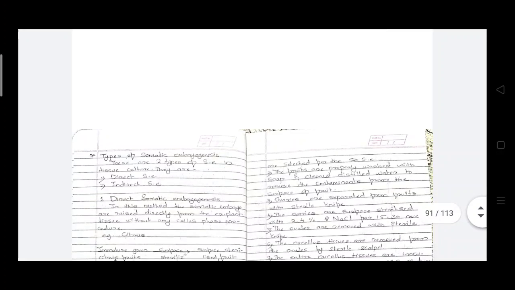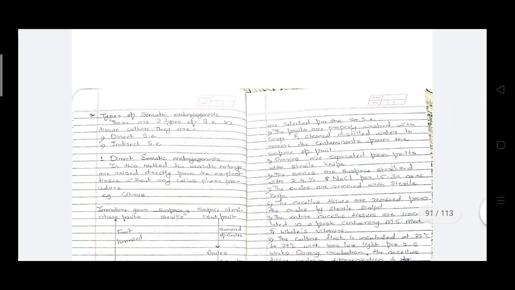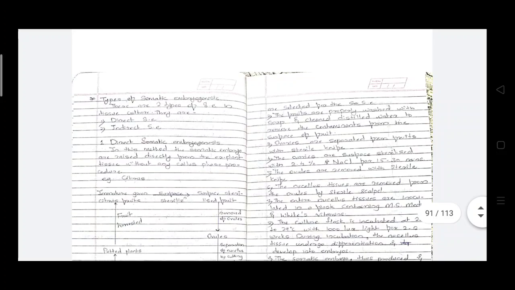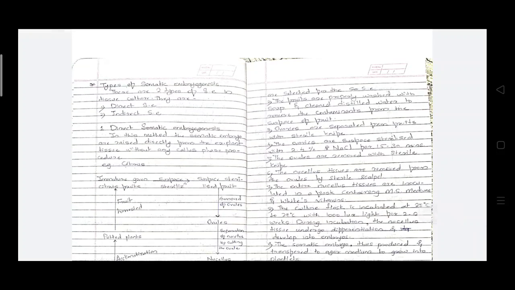A direct somatic embryogenesis example is citrus. In that, from immature fruits we can remove the ovules. From these ovules the nucellus is separated out, and these nucellus are transferred or inoculated on the nutrient medium. So we can get the embryoids, and these embryoids will develop into plantlets.